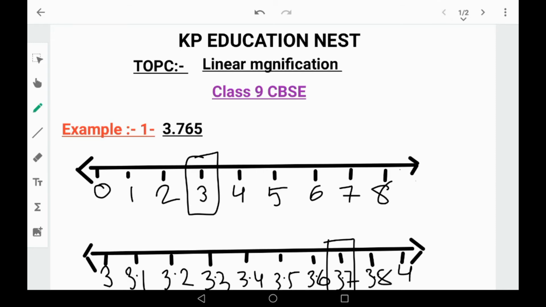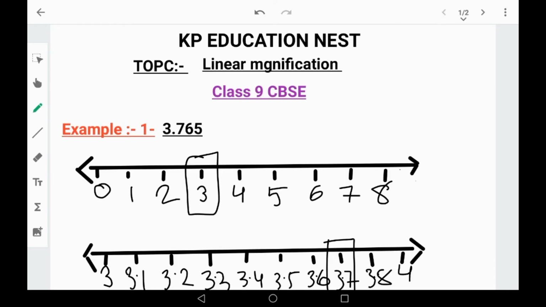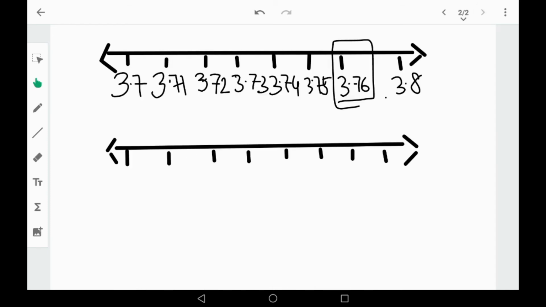Now in the question I wanted 3.76. The first three digits are 3.76. So here I will mark 3.76. In the question there are three digits in the decimal part and one in the whole number part. So I have completed till 3.76. Now I have to mark the 5, that is 3.765. Then my sum will be completed.